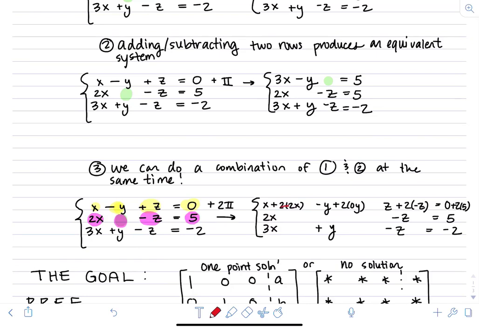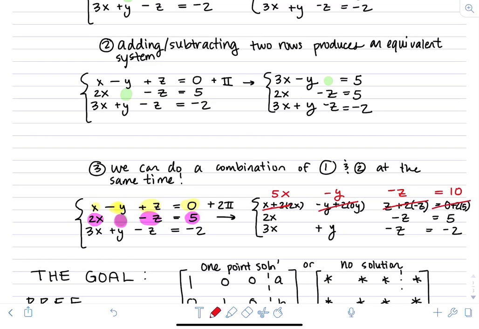We'd have x plus 2 times 2x, that would be 5x, and we'd have negative y plus 0, so it would be negative y, and then we'd have z minus 2z, which is negative z, and then that would be equal to 0 plus 10, which is 10. Okay, so that would be our new equation 1.